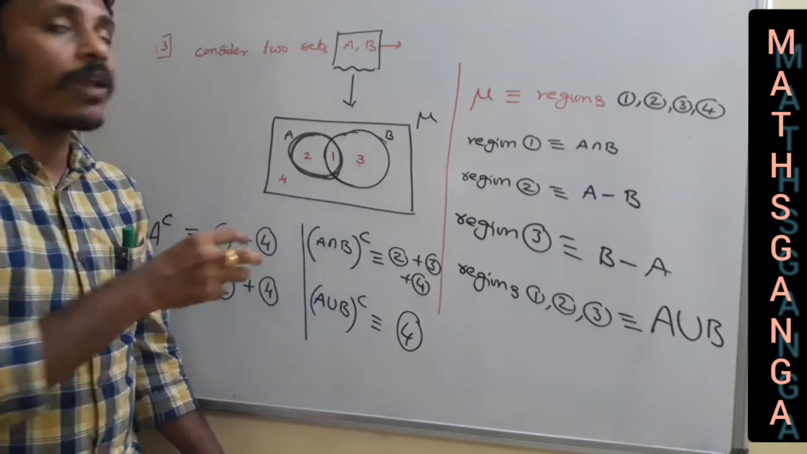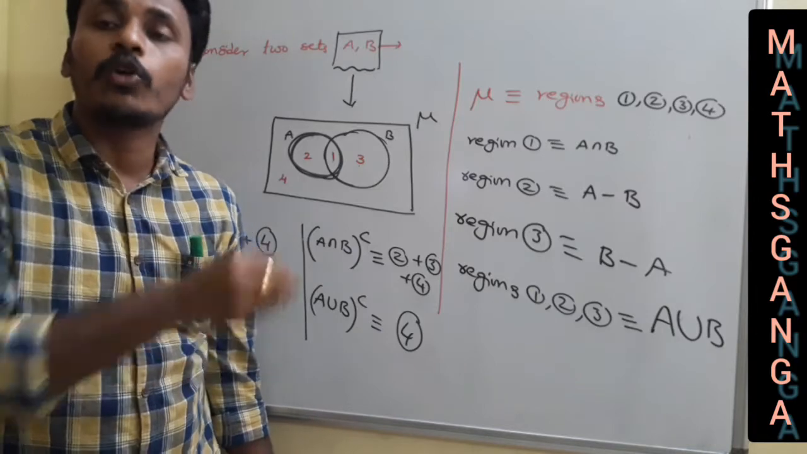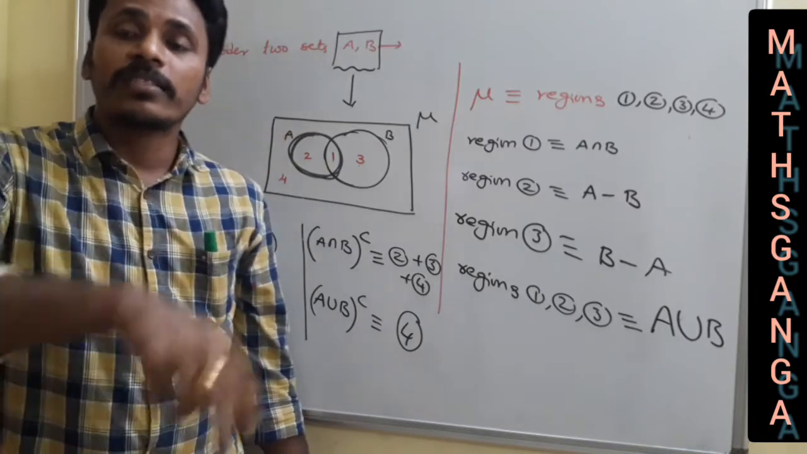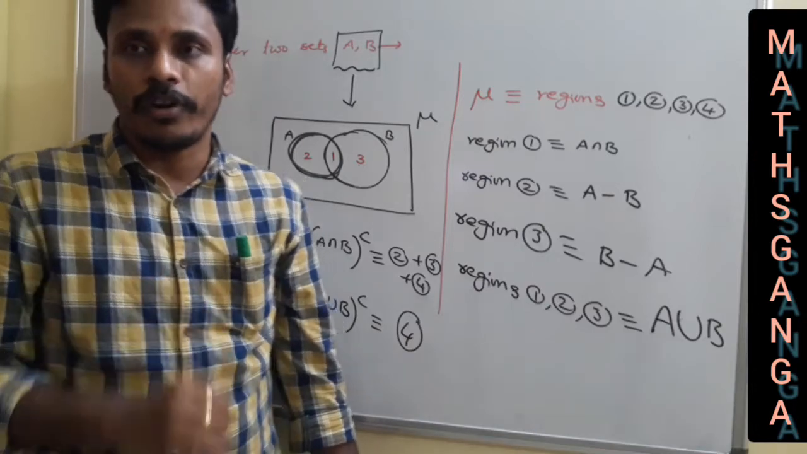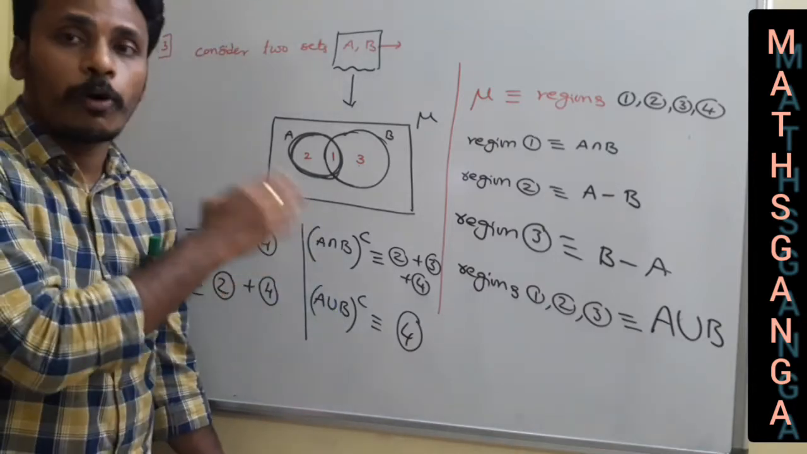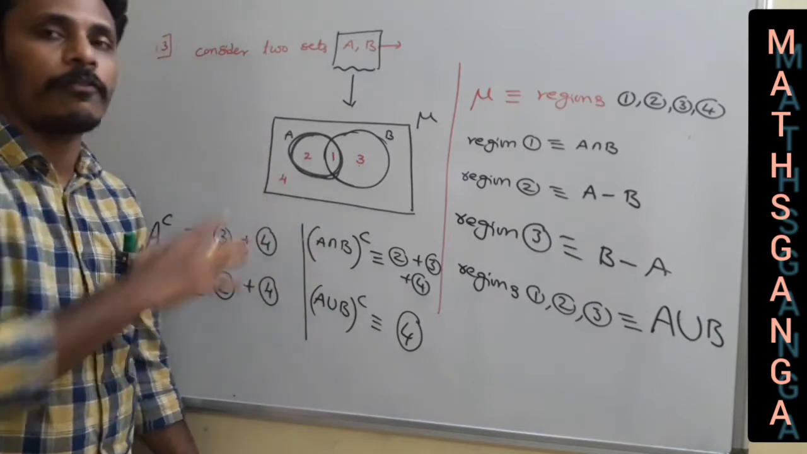So we need to draw the Venn diagram. We need to draw the circles corresponding to the given two sets A, B, such that the diagram must include all the possible 4 regions. And this is such a possible diagram. And here there are 4 regions: 1, 2, 3 and 4.